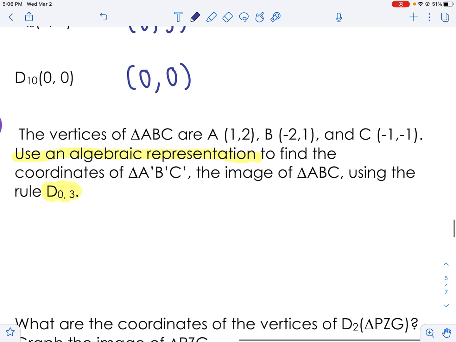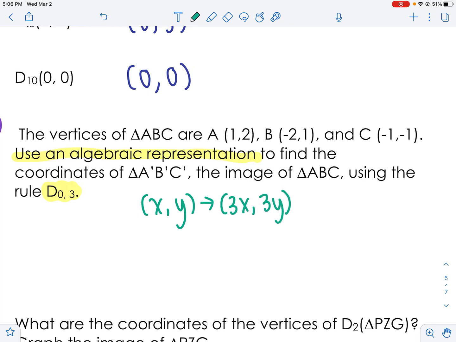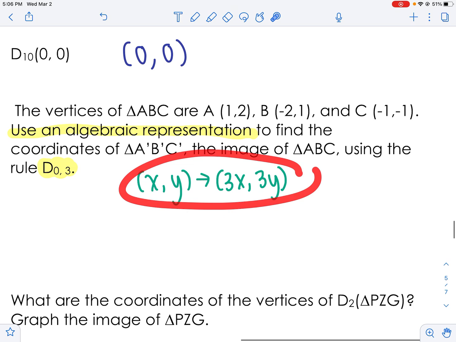Here's going to be my algebraic representation. I'm just going to say xy, arrow. Well, then I'm going to multiply each number by 3. So I'm going to say 3x, 3y. And that's it. That's your algebraic representation. I'm just stating what I'm going to do. This notation didn't tell me what I was going to really do. It gives me the scale factor, but this is my algebraic representation.